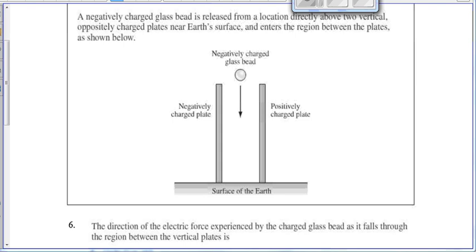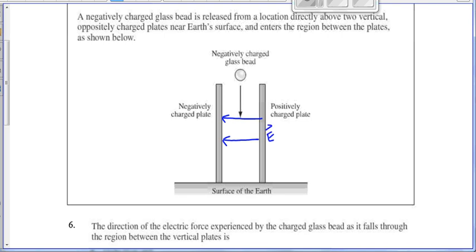Hey, first of all, regardless of the plates, can you tell me why this thing falls? This is not meant to be a hard question. Why does this glass bead fall? Because of gravity, right? It falls because of gravity. We know there's a force of gravity acting down on it. We also know there's an electric field. The electric field goes from positive to negative. So there's a gravitational field downwards. There's an electric field to the left.